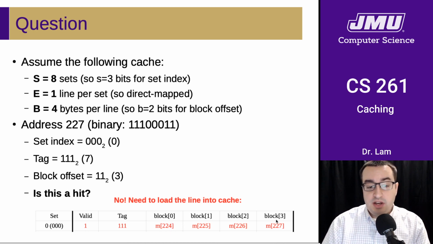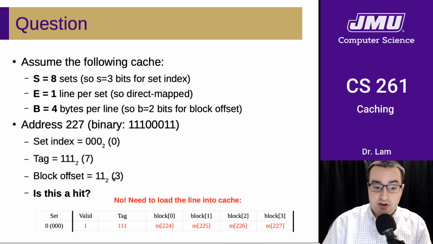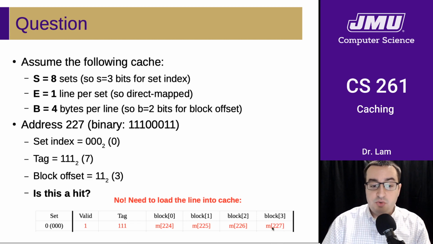So our block size is 4 bytes, so we're going to need to read in 4 bytes. Our block offset here is 3, so that means that block sub 3, that's where we're going to find the actual byte that we're trying to access here at address 227. But we want to read in this entire cache line, and so we'll read in not only this byte, but the other 3 bytes that come along with that line. So we're going to read from location 224, 225, and 226, and place those into the bytes 0, 1, and 2 of this cache line, respectively.